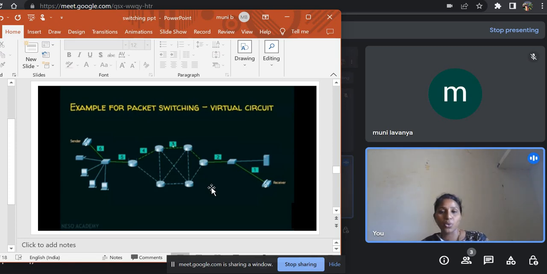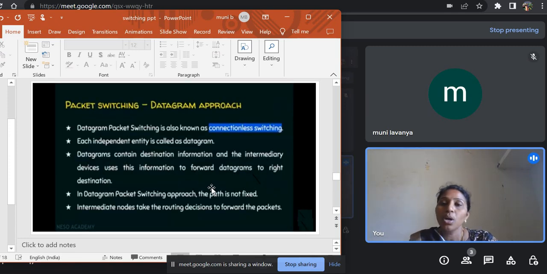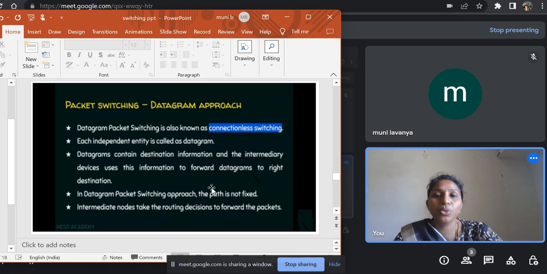What the sequence number helps with more is in the datagram switching technique, and I will show you how. So now we are going with the datagram approach. Datagram packet switching is also known as connectionless switching. The virtual circuit is connection oriented, and this is the connectionless switching technique.